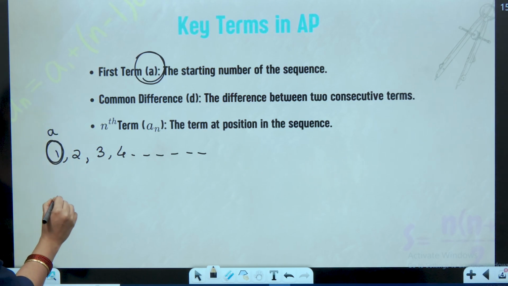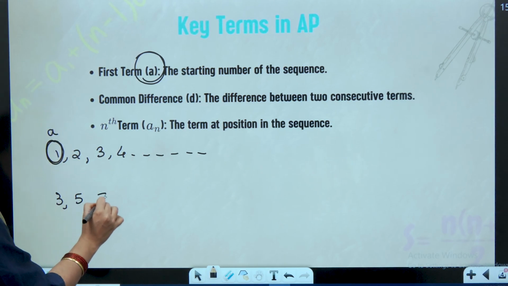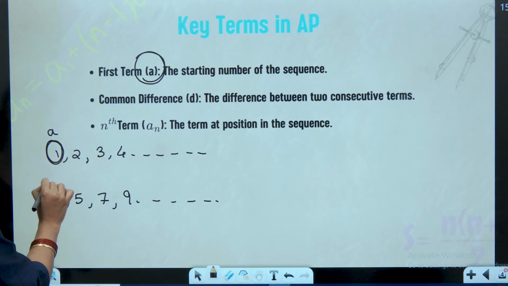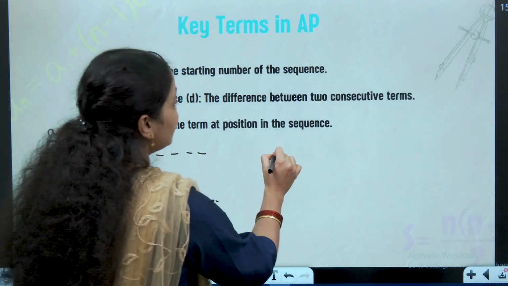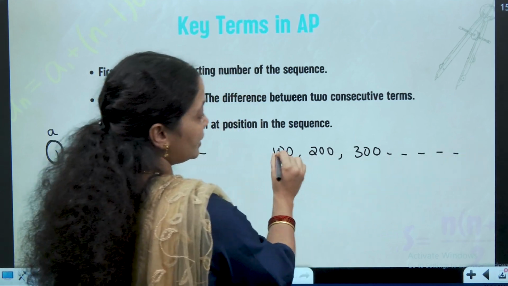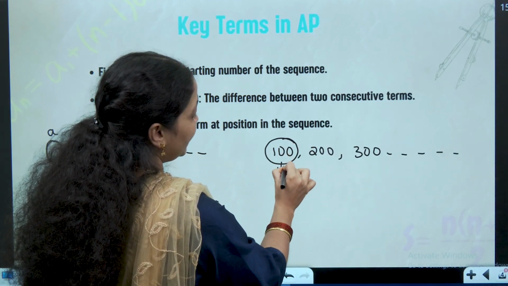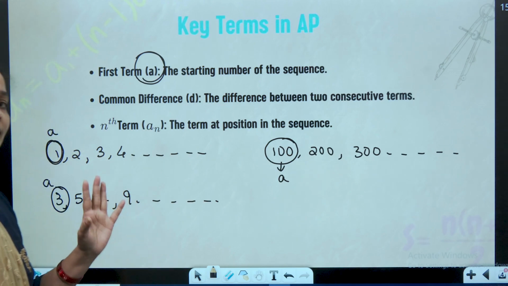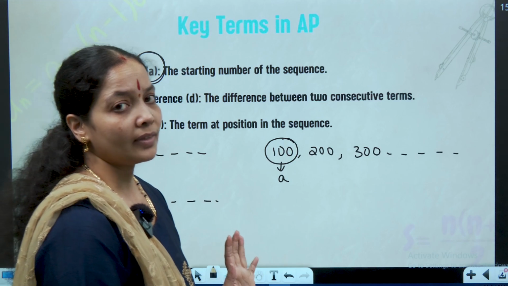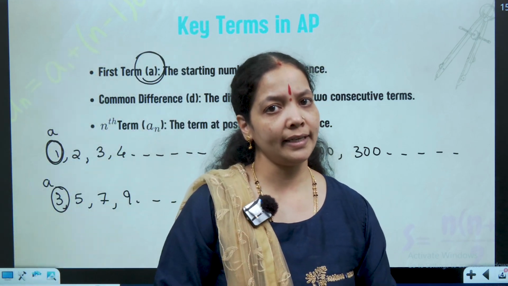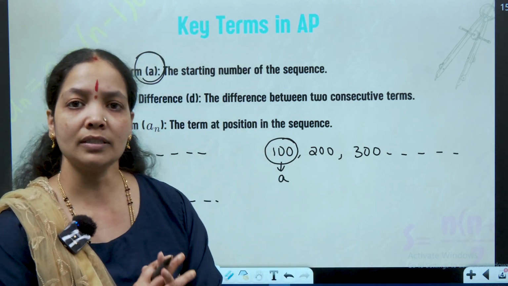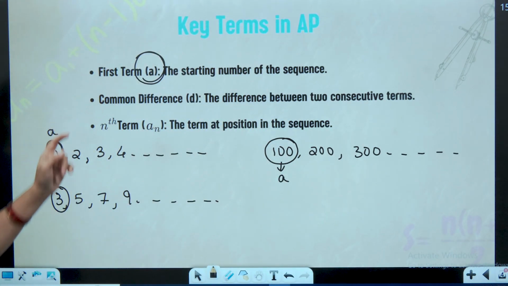Next, if I have another sequence, 3, 5, 7, 9, etc. In this, the first term is 3. So I'll represent 3 as A. If I have another sequence, 100, 200, 300, etc. In this, my first term is 100. So I will represent 100 to be equal to A. So A is just the number which is forming the first term of the given series. As we all know, the alphabet starts with A, right? Therefore, the mathematicians have also taken A as the first term of the given series. So A is just the first term.